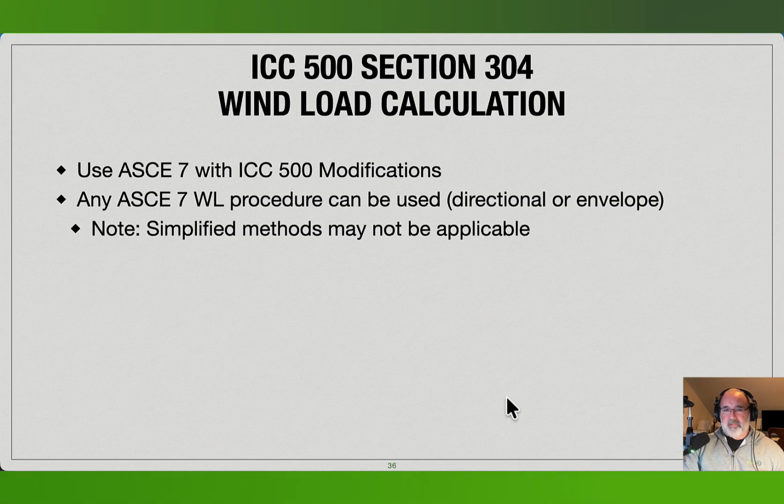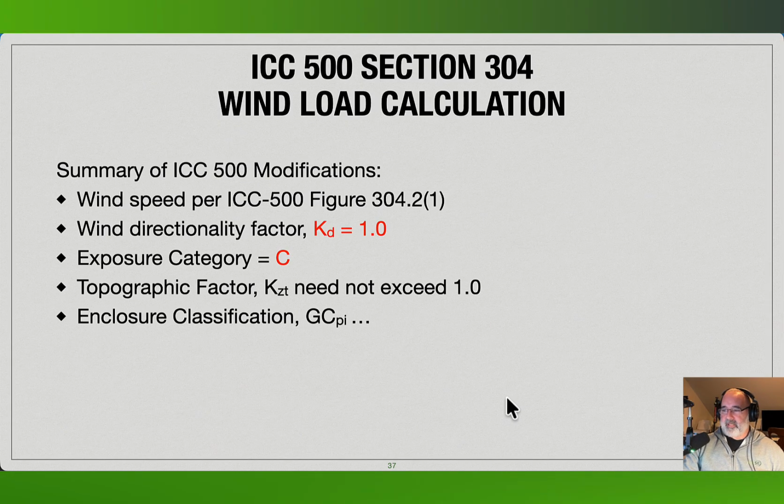So, ICC 500 Section 304 wind load calculation. We have a kind of a summary. Use ASCE 7 with ICC 500 modifications. The ASCE 7 wind load procedure can be used, the directional and envelope procedures; simplified methods are not to be used.